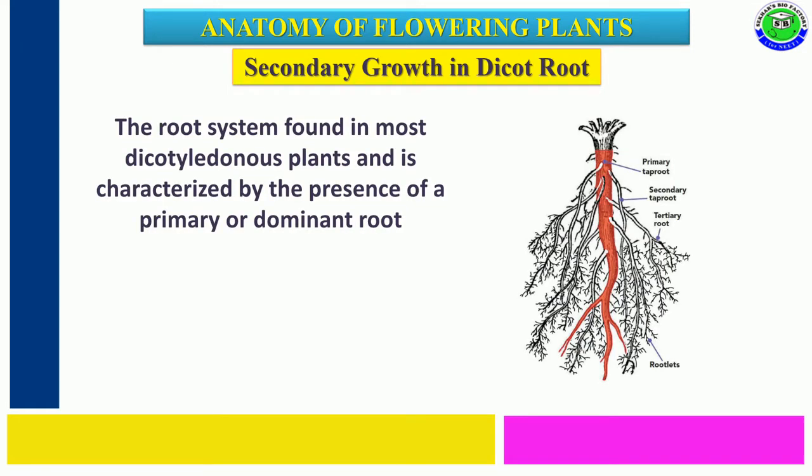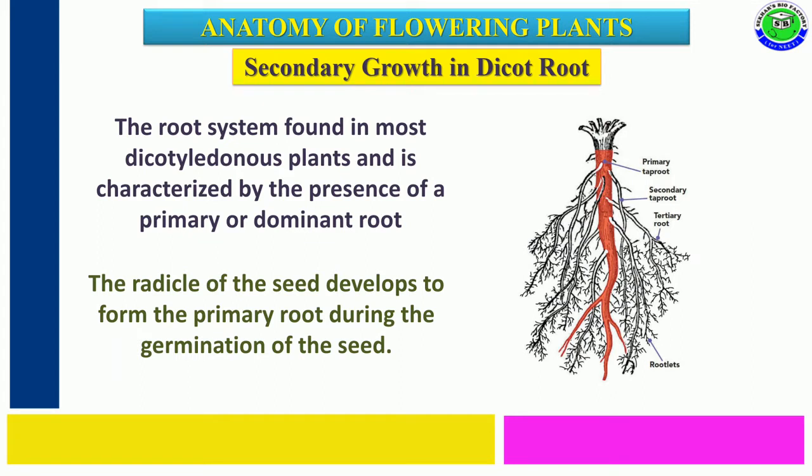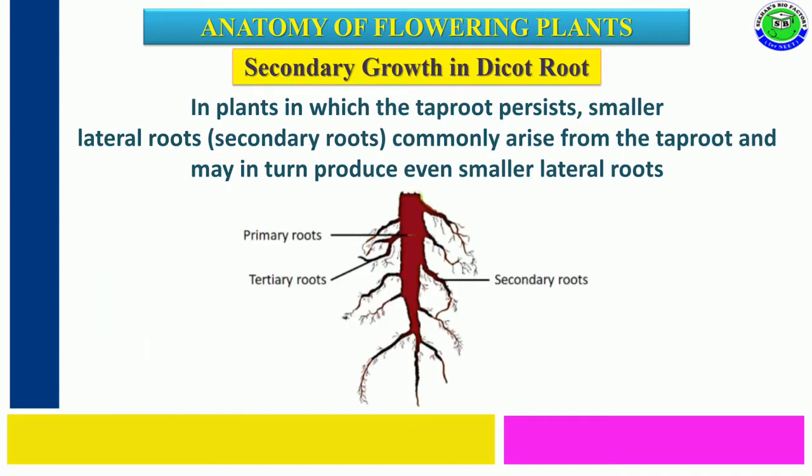The root system found in most dicotyledon plants is characterized by the presence of a primary or dominant root. During seed germination, the entire root system in dicotyledon plants develops from the radicle of the embryo, with the primary root along with many branches. In these plants, the taproot system is persistent, and smaller lateral roots are generally developed from the taproot, which in turn may produce even smaller lateral roots.